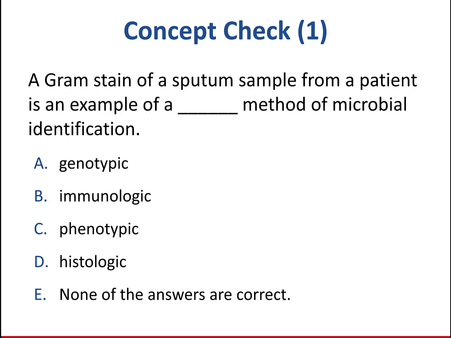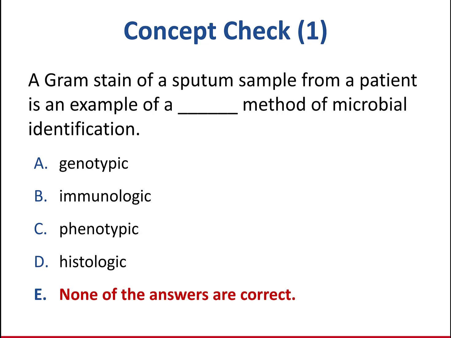A gram stain of a sputum, in other words, someone's mouth contents from a patient, is an example. What type of method? So we're going to do a genotypic route of this. Are we going to look at immunologic, phenotypic, histologic? Well, this is hard. This question's kind of tricky, so I wouldn't ask this, but you look at it under a microscope.